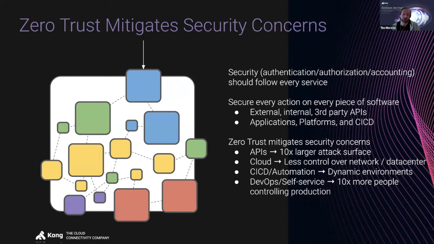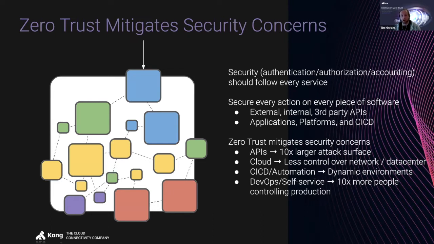And so when I say zero trust, what I'm really talking about is the AAA of security: authentication, authorization, and accounting. My take on zero trust here is just that security, those three things at the very least, should follow all the services. Those things should not only be implemented at the edge. Those three things should follow each and every service.